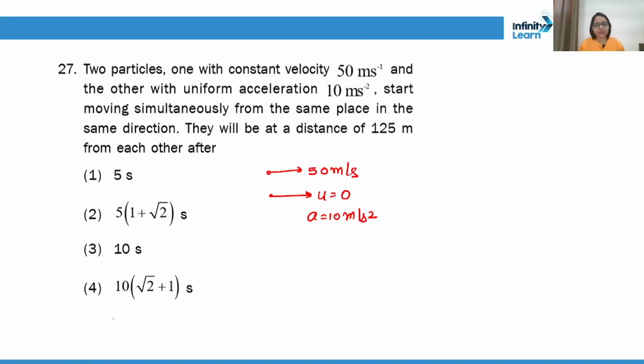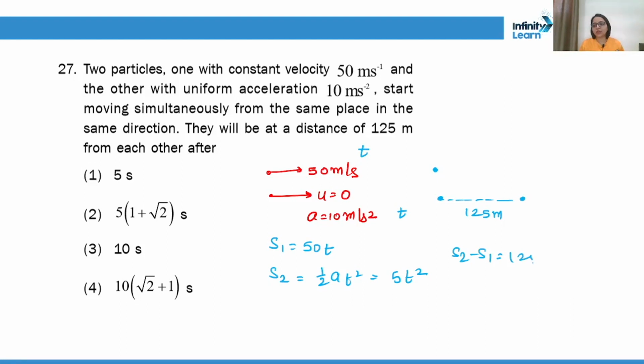So let's say after a certain time this particle is over here and this particle is over here. The separation is 125 meter. Fine. So the time taken to complete this much journey is t. For the first particle, the distance covered is s1, which is 50t, and for the second particle, the distance covered is s2, which is half a t square, which is equal to 5t square. Right? Now, s2 minus s1 should be 125.